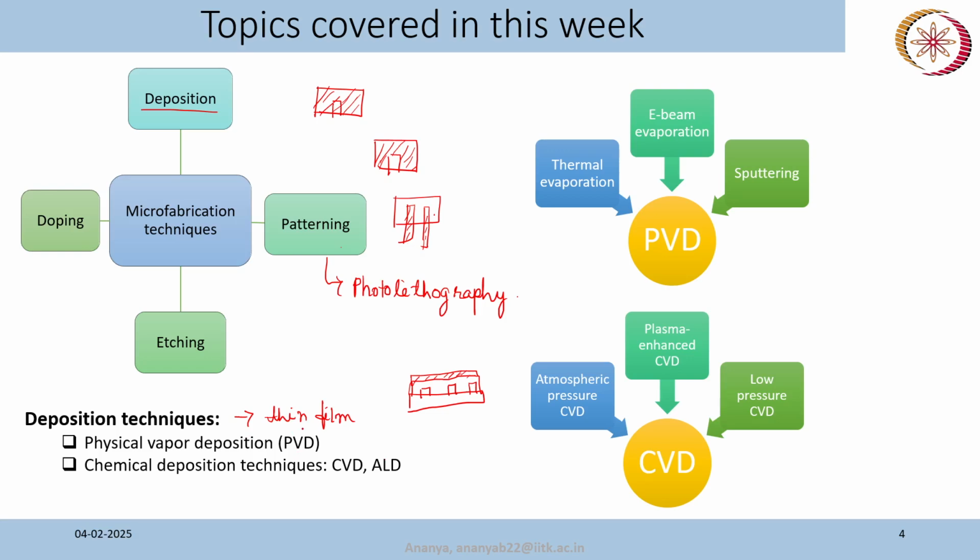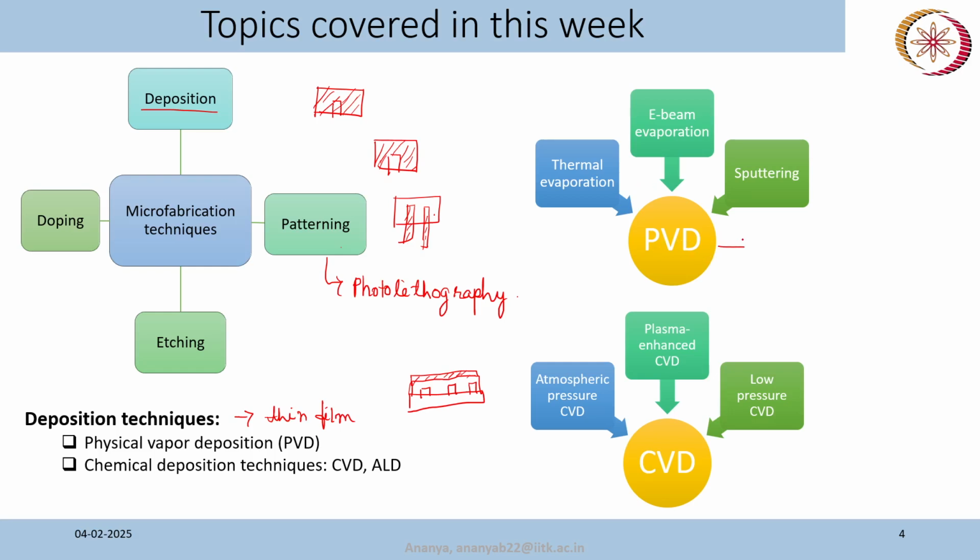There are two ways. We can do a physical vapor deposition, which is a physical technique, or we can go for a chemical deposition technique. Physical vapor deposition technique is PVD. I discussed this last week also. So what are the different types of PVDs?